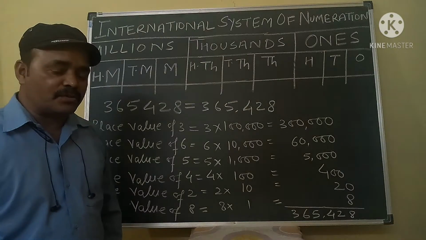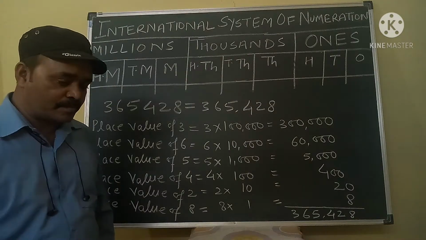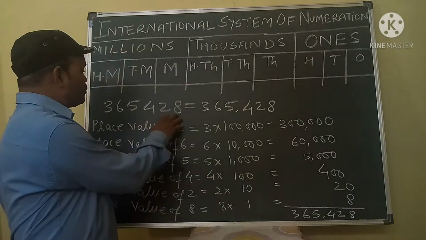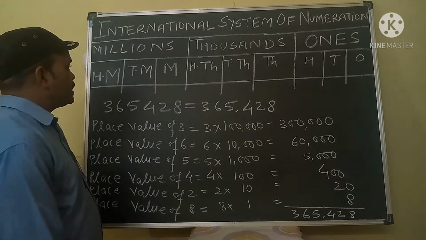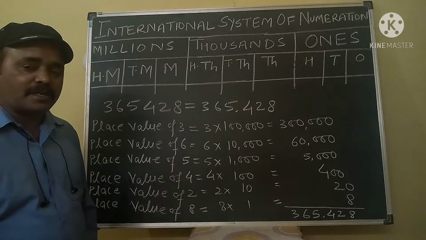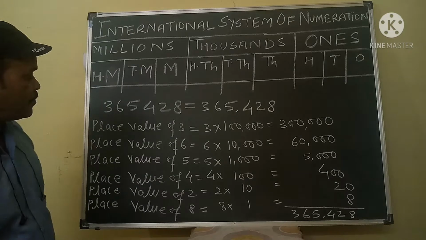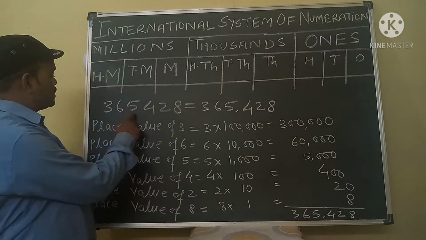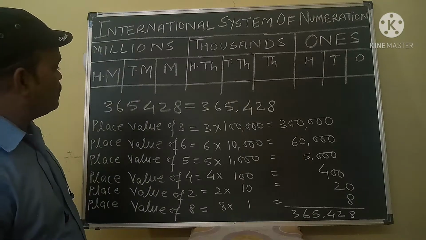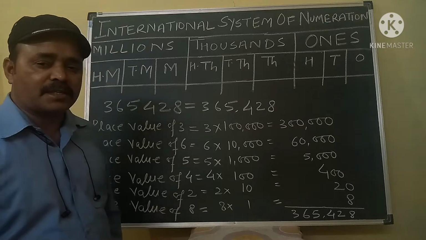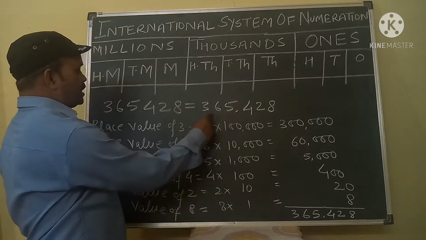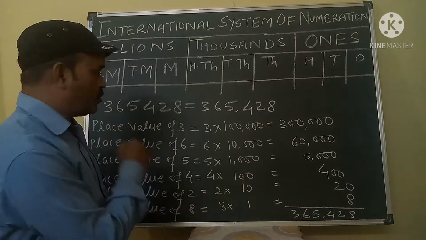According to the place value system, we will apply the first step. What is your first step? We will put the comma. In the International System of Numeration, we will put the comma after three digits, as you are looking. This is 365428. First comma after three digits, next comma after three digits and so on.